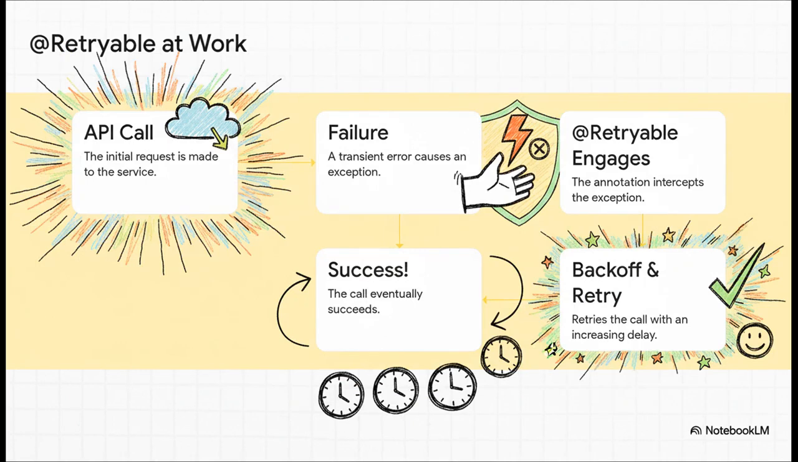When your app makes that API call and it fails, the @Retryable annotation just automatically jumps in and intercepts it. It then smartly retries the call, often using what's called exponential backoff, which basically just means waiting a little longer between each attempt to give the service time to recover. And it keeps going until finally, success. All of this without you having to write any messy retry logic yourself.